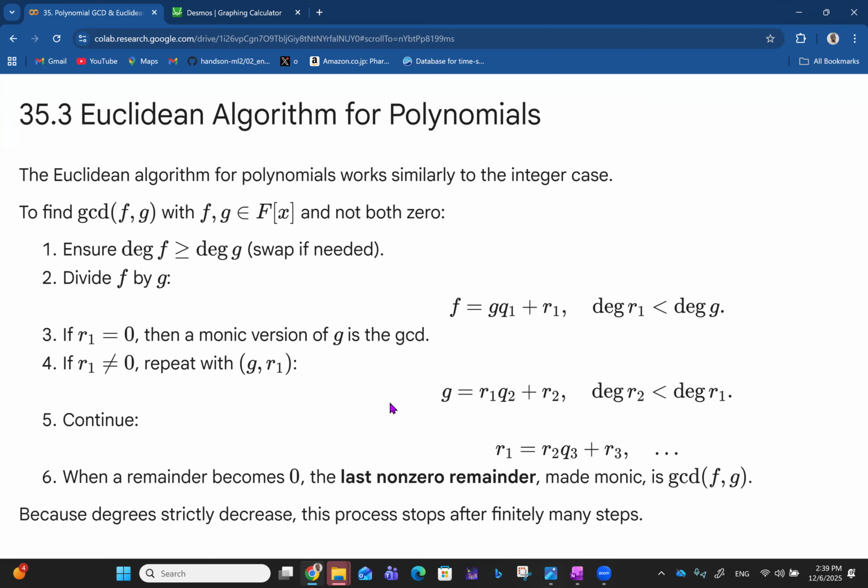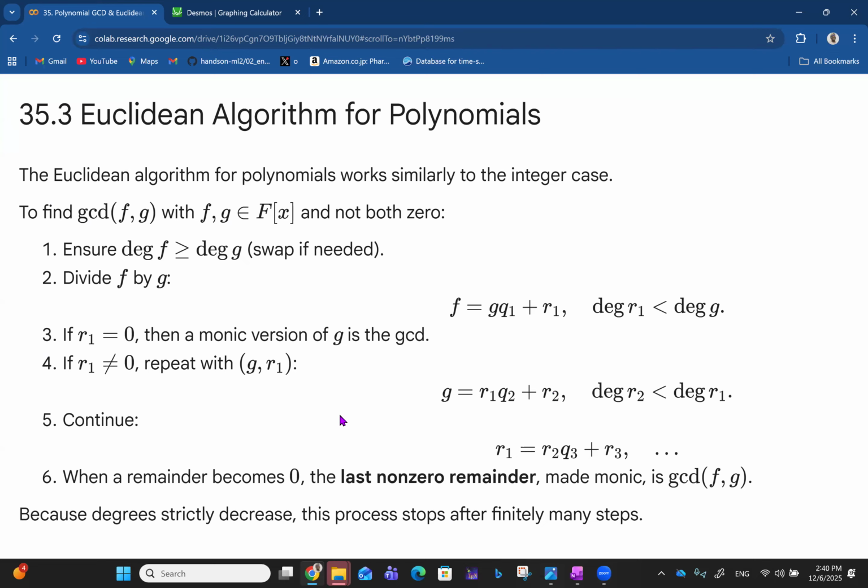So g and r1. In this case, we now have g equals r1 q2 plus r2. And the degree of r2 has to be less than the degree of r1, because r1 is whatever you're dividing with, so its degree has to be bigger than the degree of the remainder.